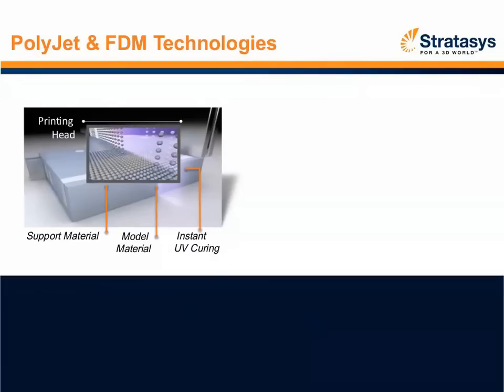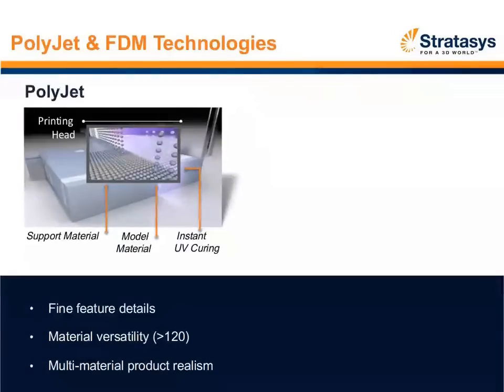All Stratasys 3D printers build parts layer by layer. PolyJet technology, known for its smooth, detailed surfaces and ability to combine multiple materials in one part, employs an inkjet-style method to build parts from liquid photopolymers in fine droplets, immediately cured with a UV light.